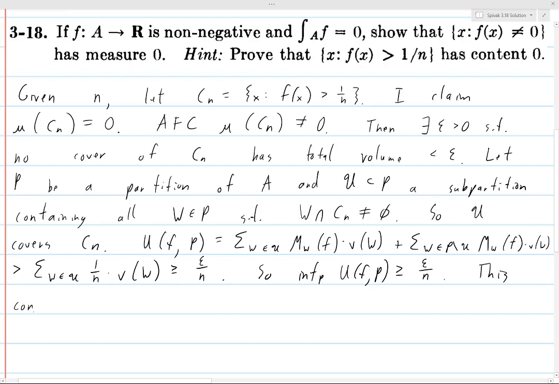Now this contradicts the fact that the infimum of these upper sums, well, what is this? We know that this is equal to the integral because this is an integrable function. And this integral, we're told, is 0. So the infimum of the upper sums must be both 0 and greater than or equal to epsilon over n. So we have a contradiction. So thus, it cannot be the case that the measure of Cn is non-zero. So the measure of Cn must be 0.